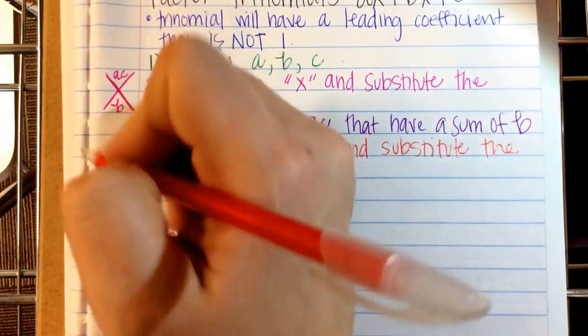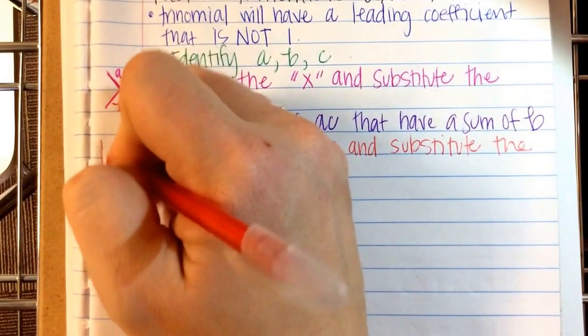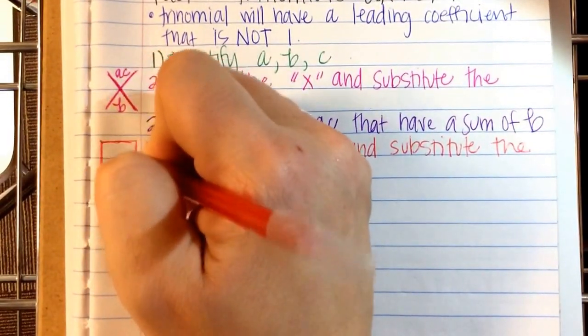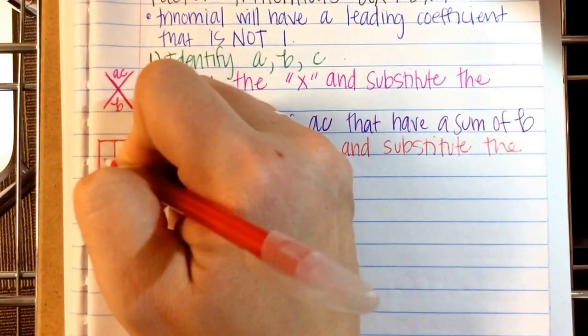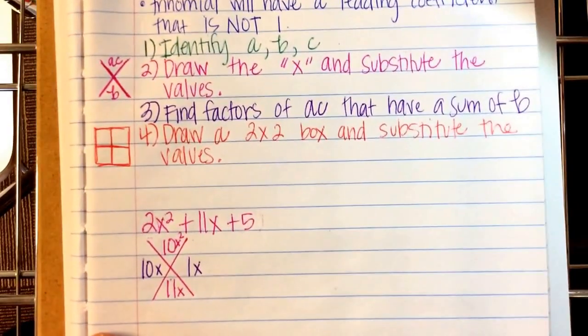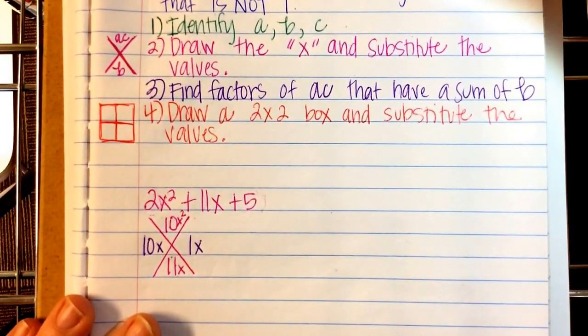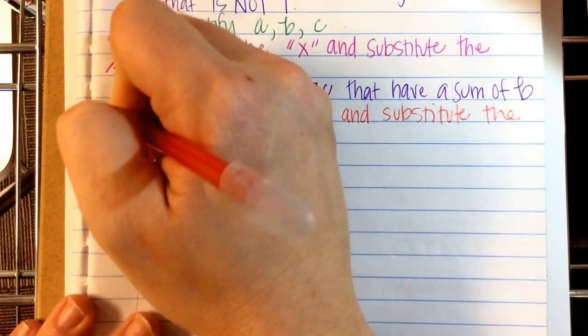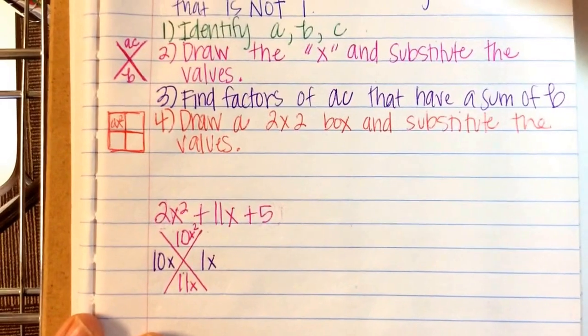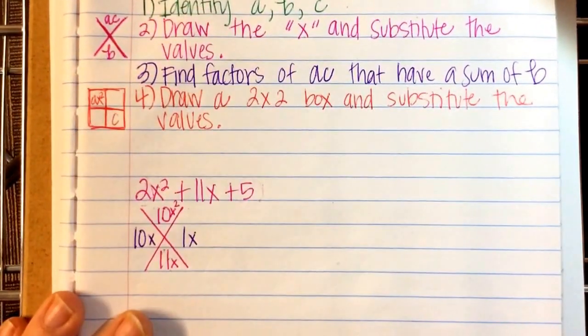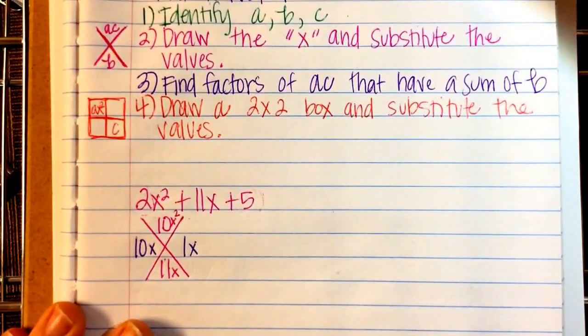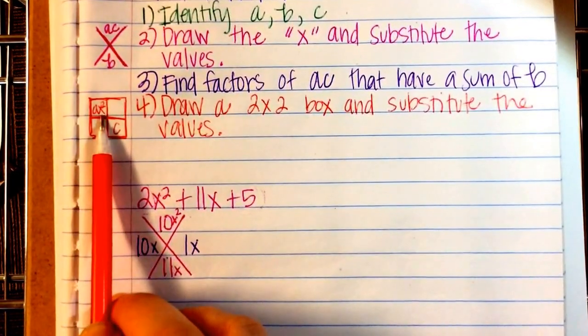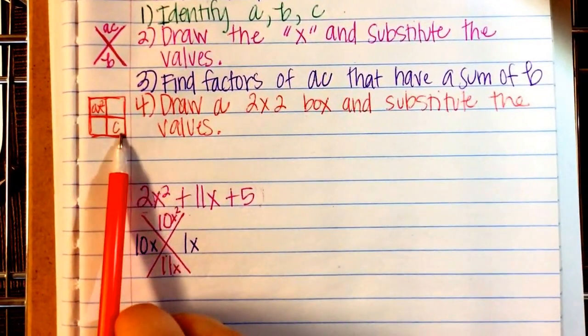Draw a 2 by 2 box and substitute the values. So here's what your 2 by 2 box always looks like. Ax squared always goes right there, and c always goes right there. Ax squared is in quadrant 2. C is in quadrant 3.